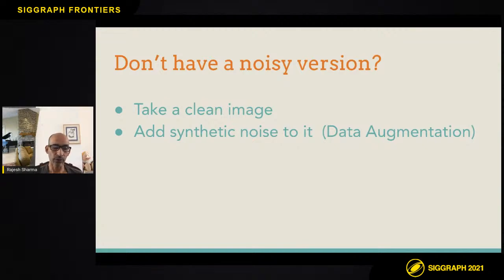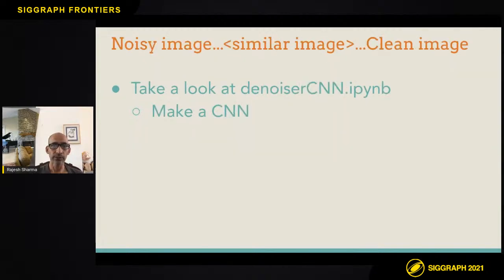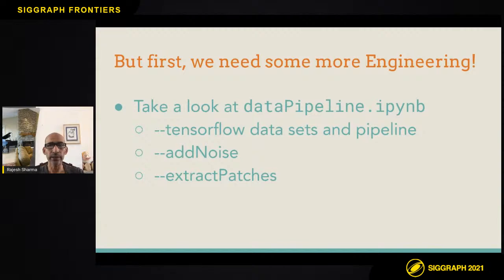You don't have to go hunt on the web for noisy images. You can just take a normal image and add noise to it. Because it's used so often, most toolkits like TensorFlow and PyTorch support some method of creating this data pipeline. So we'll do all of that, but we need more engineering to make this more robust and the data processing faster, because now we are dealing with larger images and things get complicated. So let's take a look at this file called data pipeline.